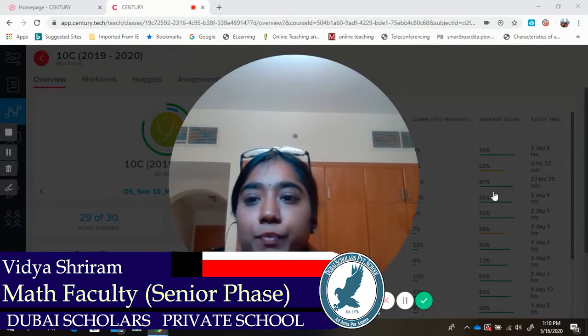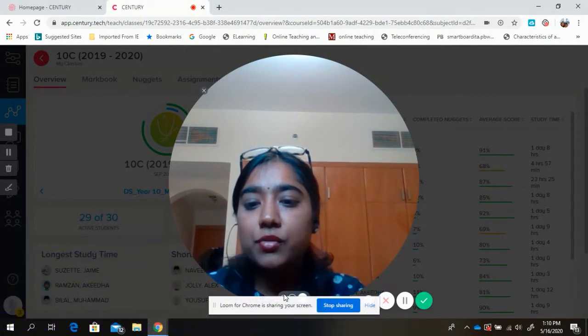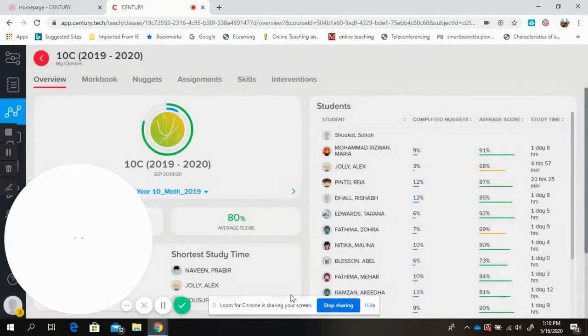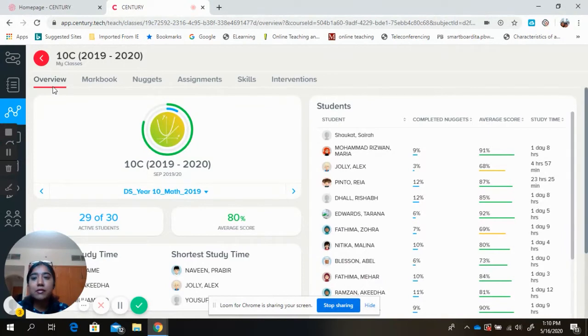Moving on. So, Century Tech, we all have our logins. Once we log in to Century Tech, we move into our different panels. I'm just going to show you that right now. Once you've logged in, there are different options for you to choose from. We would look at the dashboard, which is the teacher dashboard.